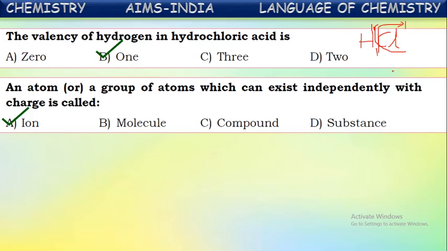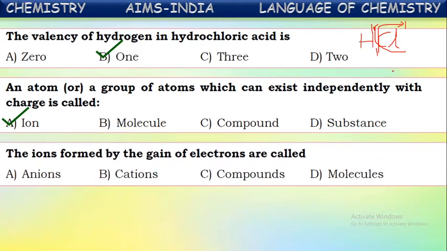So the charged particles are formed by either gaining of electrons or by losing of electrons. These charged particles formed by the atoms or group of atoms are called ions or radicals. Here it is given ions.